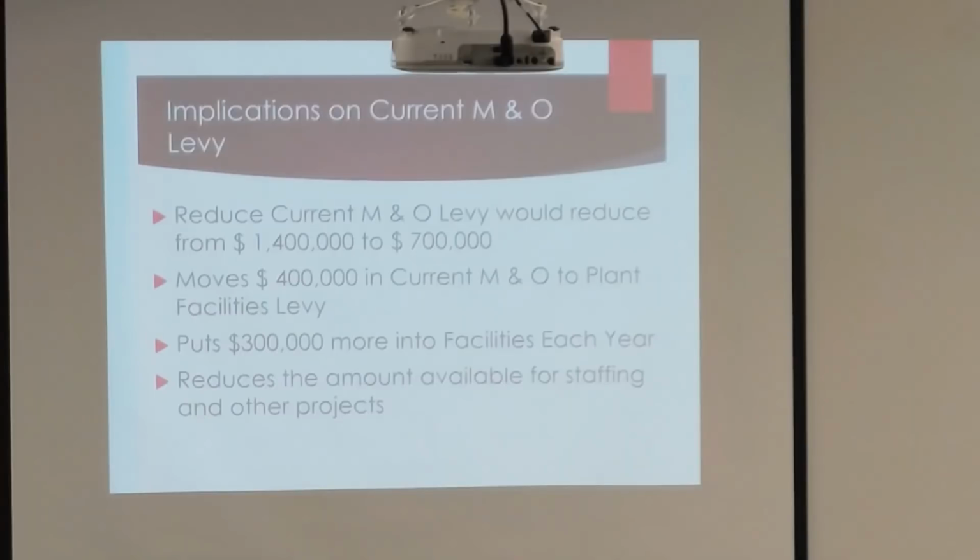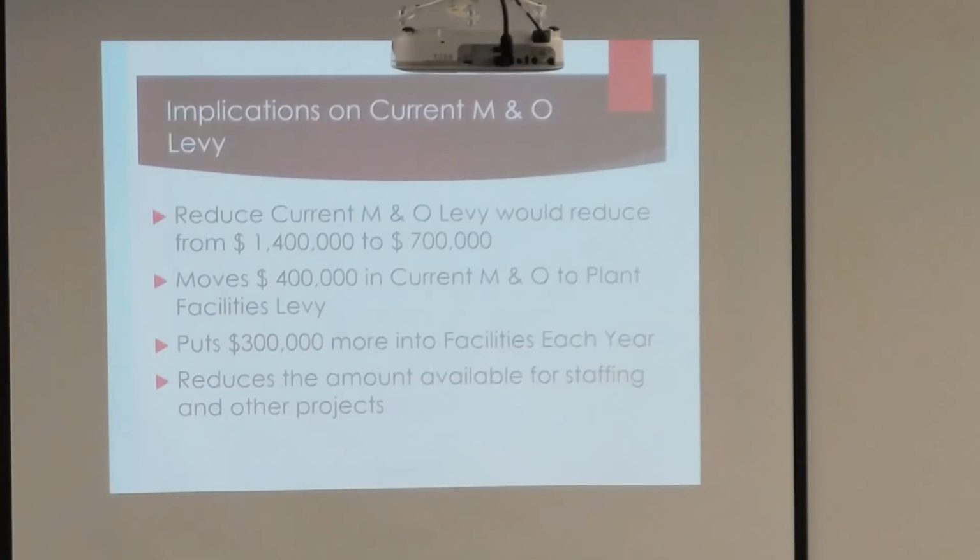But the implications on the current M&O levy have to come into the discussion. I think that's why I put this slide together. If we reduce the current M&O levy to $700,000, that moves $400,000 of the current M&O to plant facilities. So that's just a shift of the money. But that puts an additional $300,000 more into facilities each year than what we're currently doing. So it actually increases the amount of money we're putting into the facilities. So we talk about why 700. I think it's not quite doubling, but it's almost doubling the amount of money available for facilities.